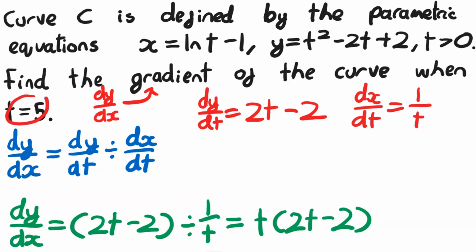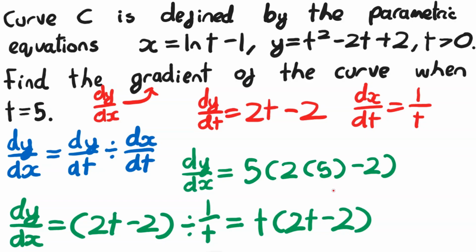And then we're just going to sub in t is equal to 5, which is going to look like this here. 2 times 5 is 10, minus 2 is 8, so this is going to be 5 times 8, which is 40. So dy over dx is equal to 40.